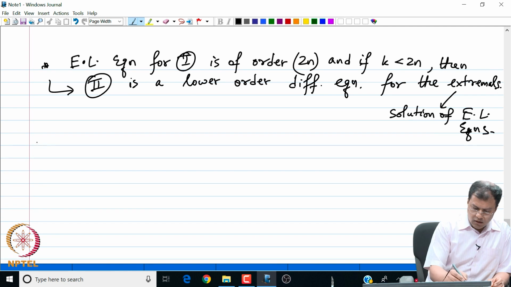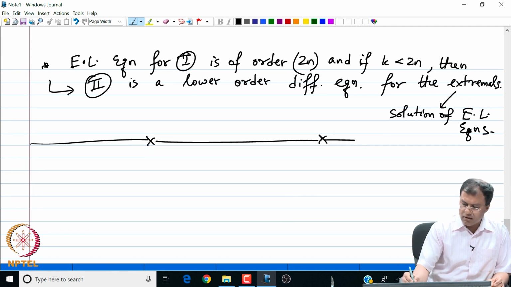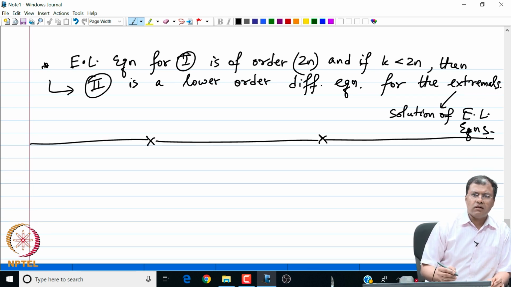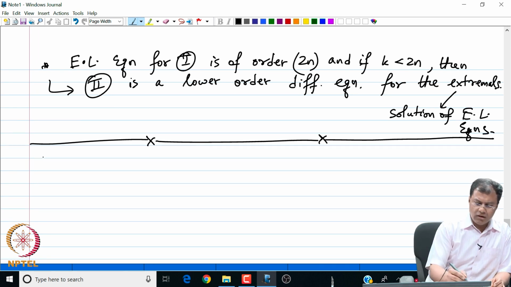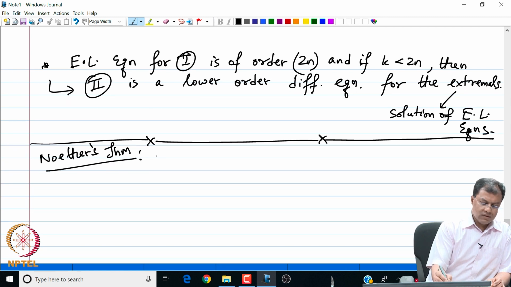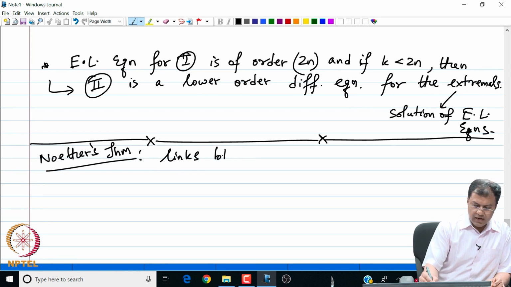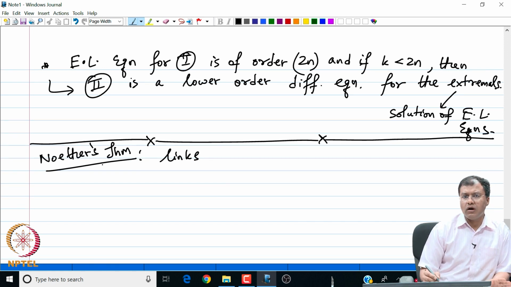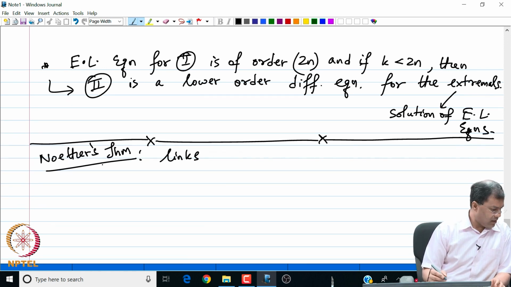Okay. So, let me just briefly mention the significance of Noether's theorem; we will introduce that a little bit later. So, Noether's theorem says that Noether's theorem provides us the links between the conservation law and the so called invariance property of the functional, right.